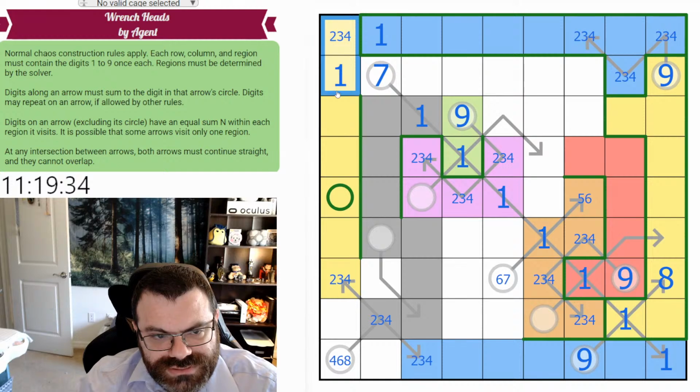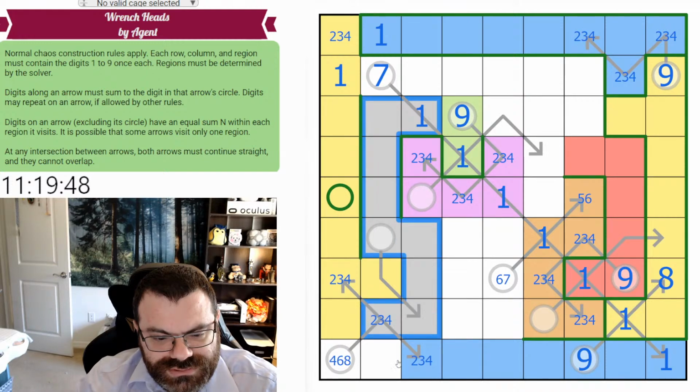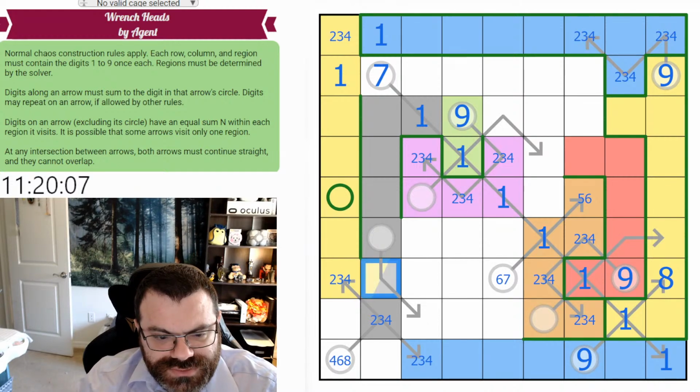Let's see. This would be yellow then. Yellow would have to do this. Then blue would take that. That just fits pretty nicely. Okay. So we don't know who takes this. This is yellow or gray.